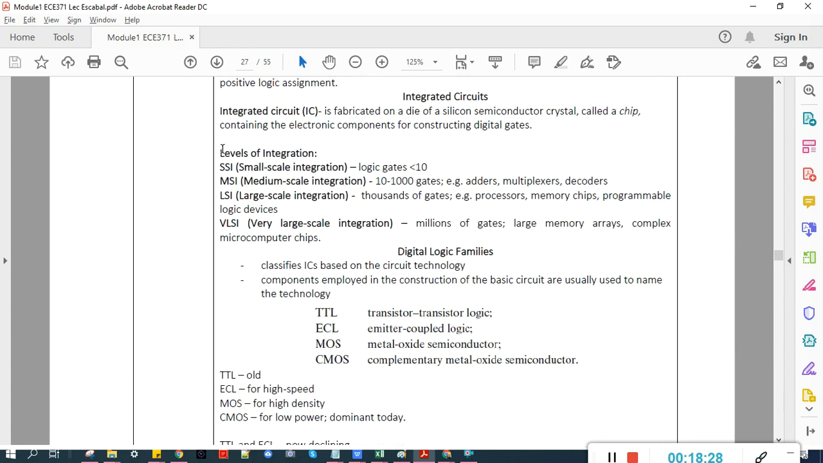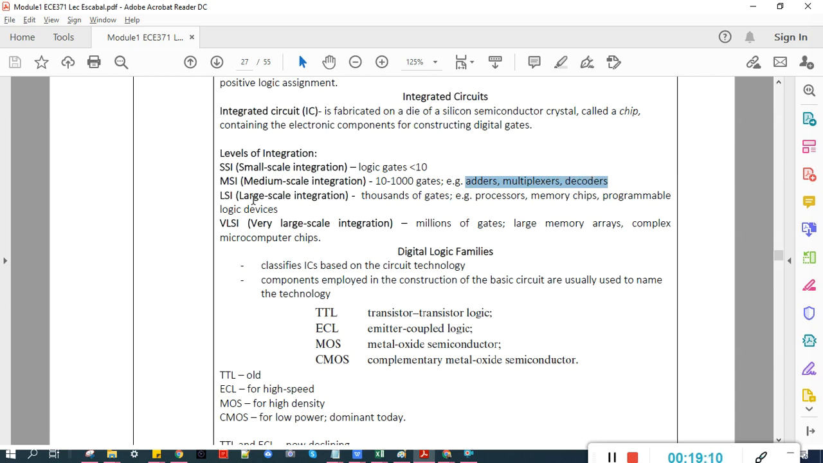Okay, let's move on to the levels of integration. The levels of integration in IC design are SSI, MSI, LSI, and VLSI. Less than 10 gates is SSI. We are basing the level of integration on the number of logic gates. For MSI, we have 10 to 1000 gates. Examples of this are adders, multipliers, and decoders.